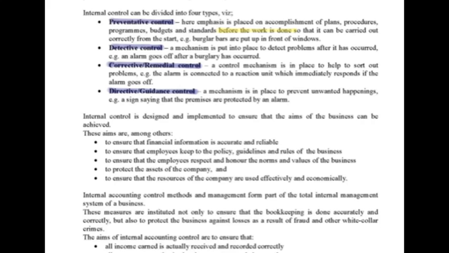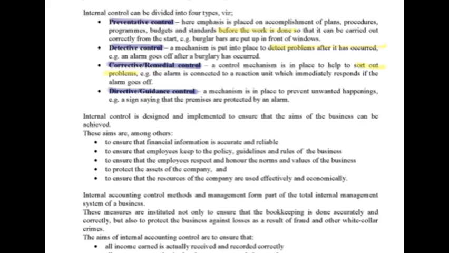The second one is detective control. A mechanism is put into place to detect problems after it has occurred, such as an alarm goes off after a burglary has occurred. Thirdly is corrective or remedial control. So this is control mechanisms that is in place to help you sort out problems. So in other words, the alarm is connected to a reaction unit which immediately responds to the alarm when the alarm goes off.